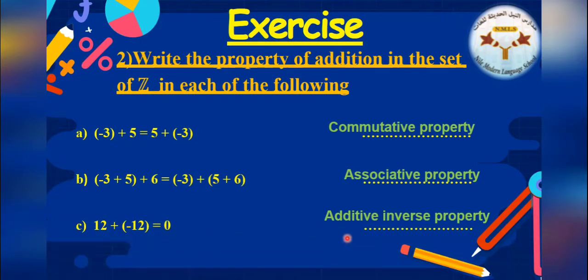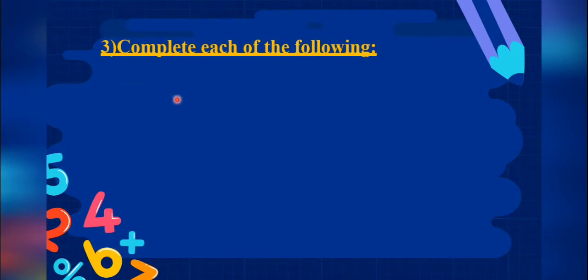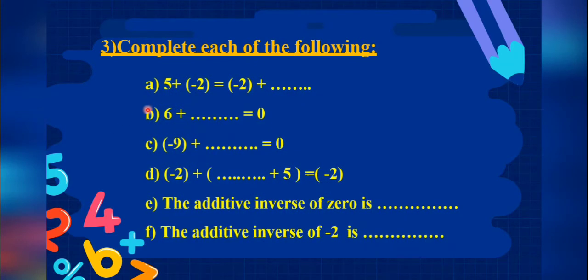Exercise number 3. Complete each of the following. Number A, 5 plus -2 equals -2 plus a space. Here I have just a missing number, -2 on both sides, so the missing number is 5, and this is for the commutative property. So the missing number is 5.